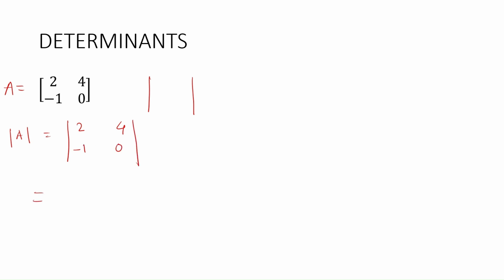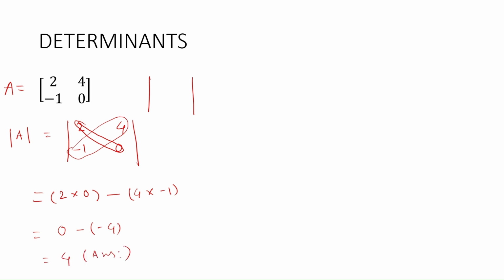Now the formula to calculate the determinant of a 2 cross 2 matrix is that at first we need to find out the product of these diagonal elements, that is 2 into 0. Then we have to subtract the product of these diagonal elements, that means 4 into minus 1, that is equals to 0 minus of minus 4, which is equals to 4. So this is the answer. This is how we have to calculate the determinant.